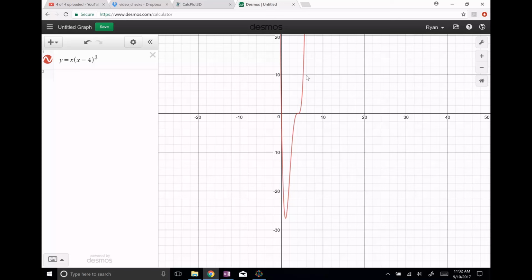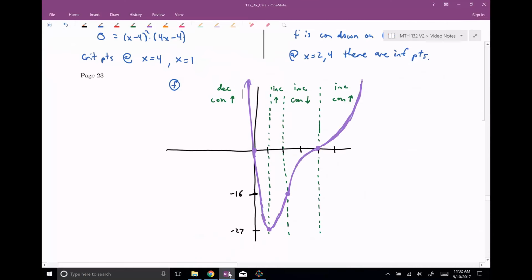And so we can see with our calculus that we can actually do a pretty good job. We don't need calculators or computers or anything like this. Calculus is enough to get a pretty good sketch of these functions.